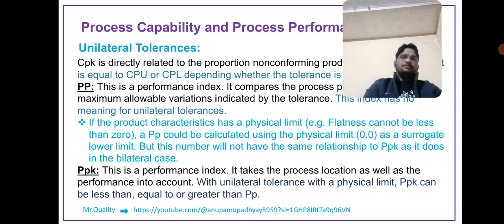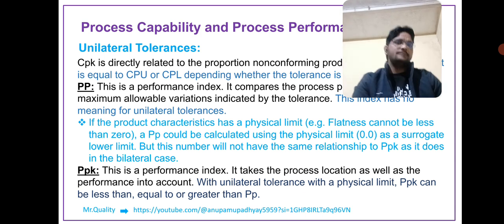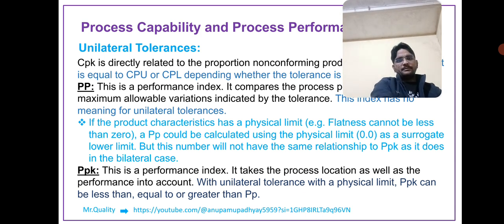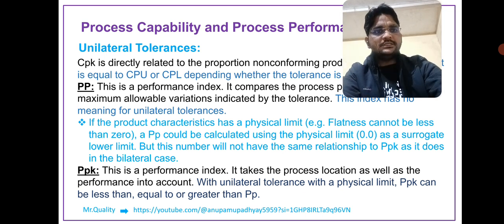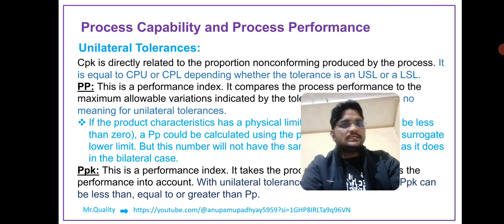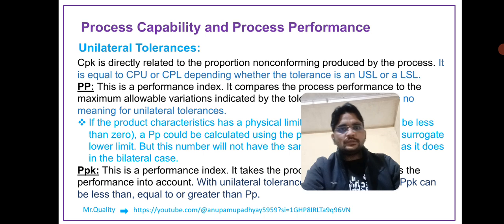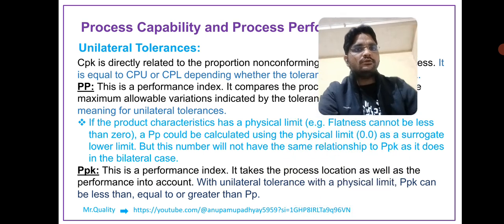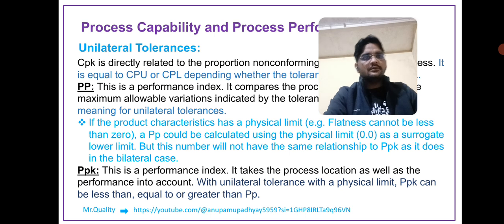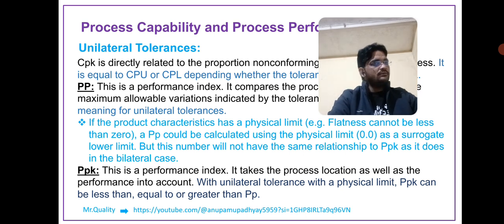In case of PP and PPK, these are performance indexes. PP is a performance index that compares the process performance to the maximum allowable variation indicated by the tolerance. This index has no meaning for unilateral tolerance. In unilateral tolerance, PP and Cp have no meaning.